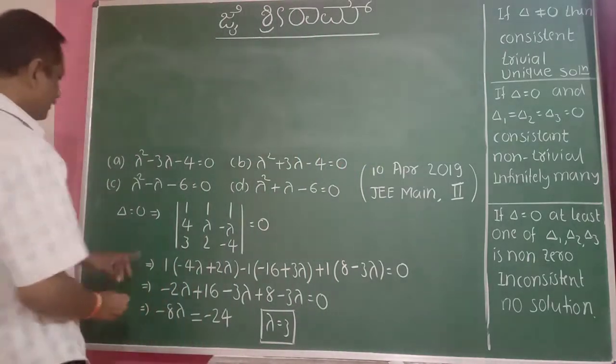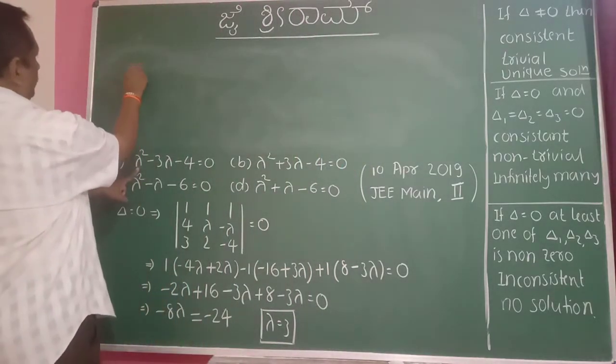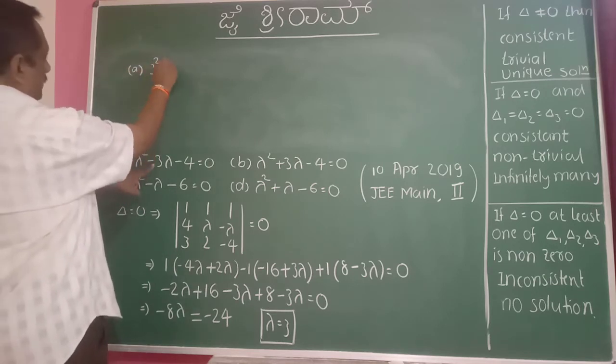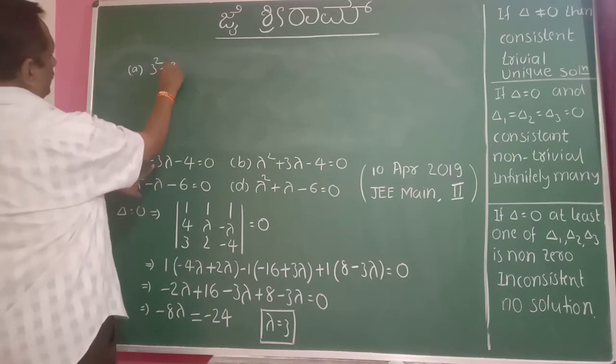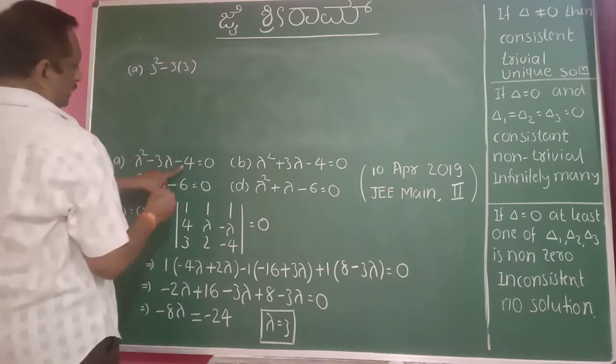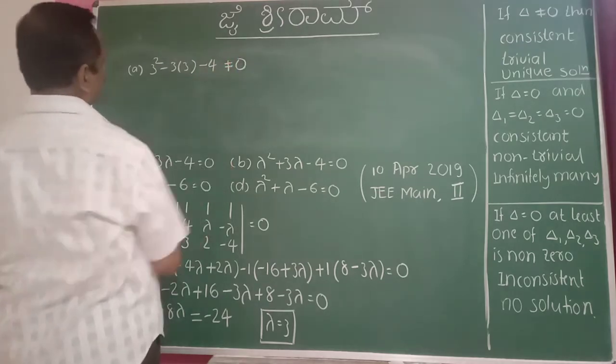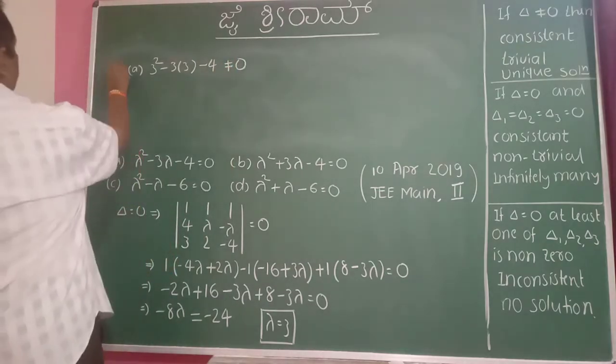So if you substitute lambda value 3 here in the first option, 3 square minus 3 into 3, then minus of 4. If you simplify, you will not get a 0. So the first option is wrong here.